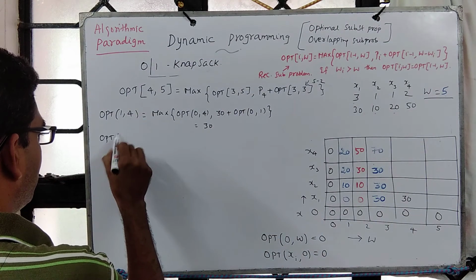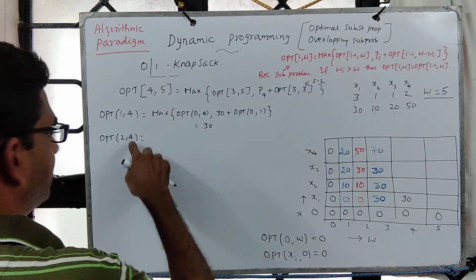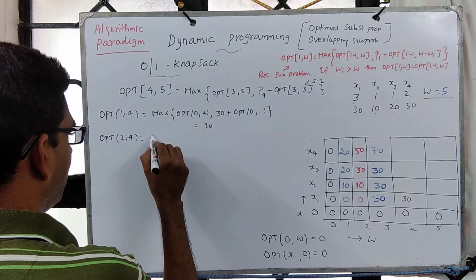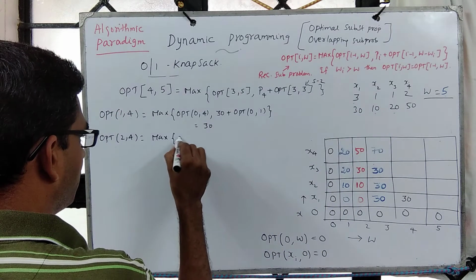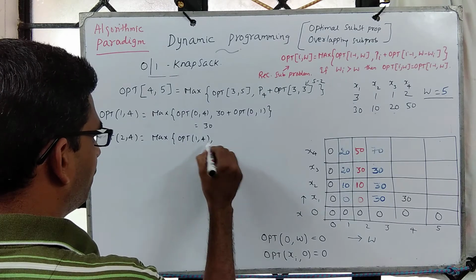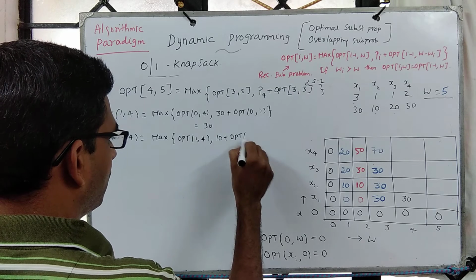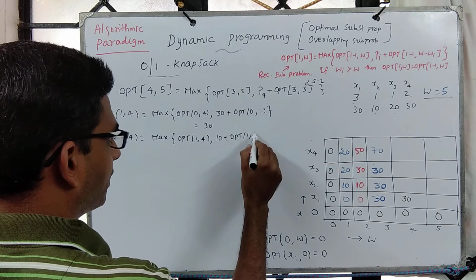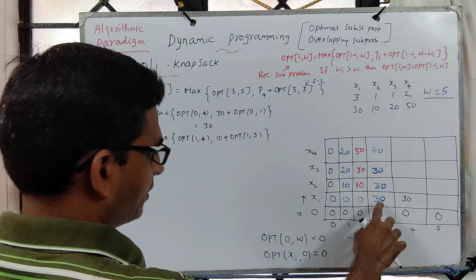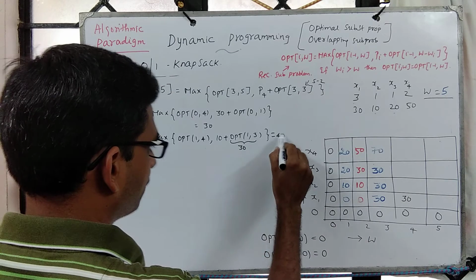Then we have opt of 2 comma 4. First 2 objects, local capacity is 4, which means I can include both and get a profit of 40. So this one is max of opt of exclude 2, which means work with 1 comma 4, or include 2 and work with opt of 1 comma 3. And opt of 1 comma 3 is 30, so this one is 30, so this value is 40.